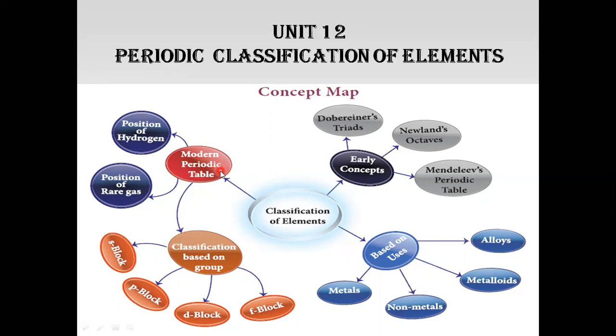The first of these steps was laid by Johann Wolfgang Döbereiner. You write the name. Okay. The first step of the periodic table was laid by Johann Wolfgang Döbereiner.